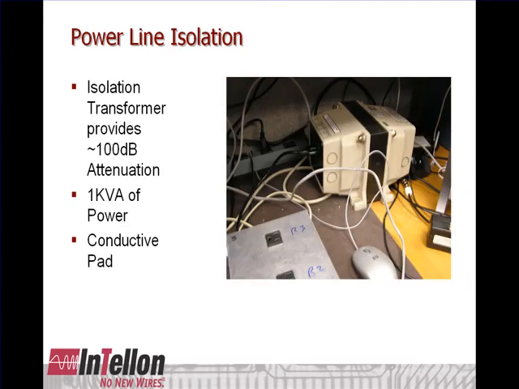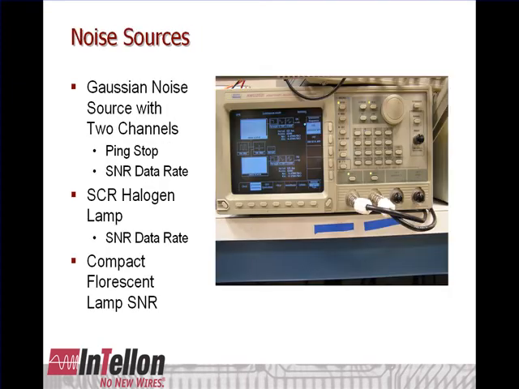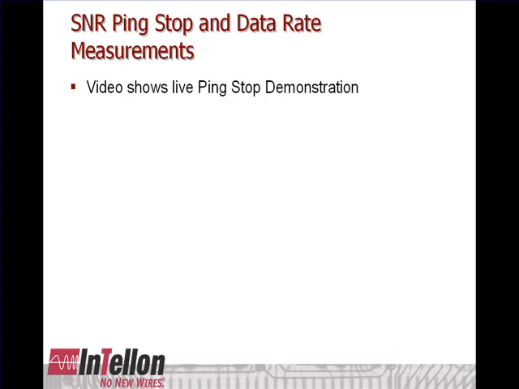Clean isolated 110 volt or 220 volt power is required for both the DUT side and the golden node side of the bench. Here we see the shielded isolation transformer for the golden node side. A Sony Tektronix arbitrary waveform generator with two output channels provides noise to both the DUT side and the golden node side of the test bench. Now let's take a look at the short video clip.